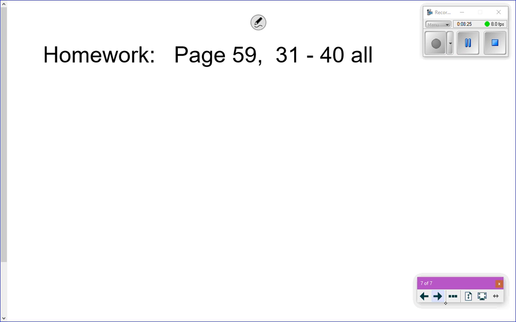Okay, your homework is examples from the book. You're going to need to make sure that you're using the right formula that they give you, make sure that you're plugging into the right part of the percent equals part over whole formula.